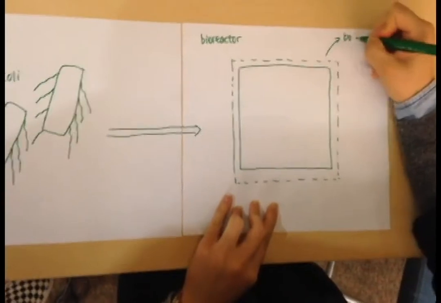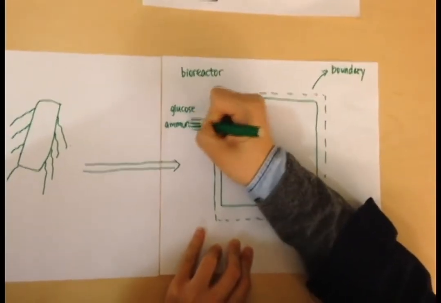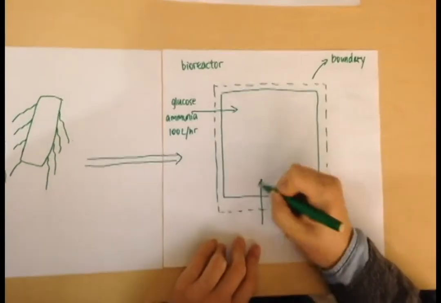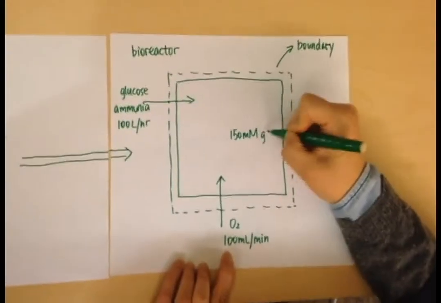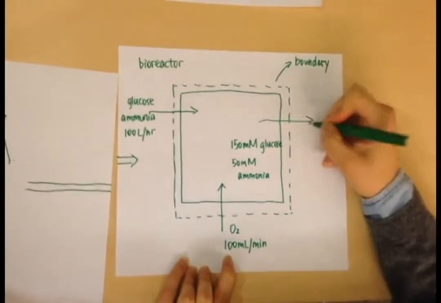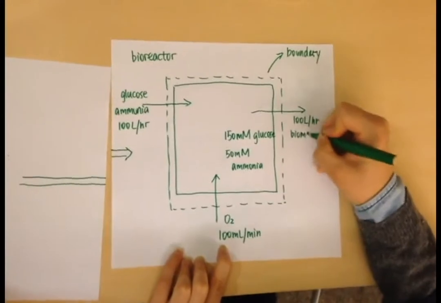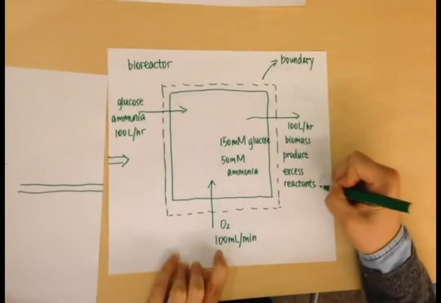First, we will have 100 liters per hour of glucose and ammonia and 100 milliliters per minute of oxygen, which will go into the bioreactor. This will generate 1,000 liters per hour of biomass product, which will ultimately include humulin. Now, we'll show you how this process will occur.